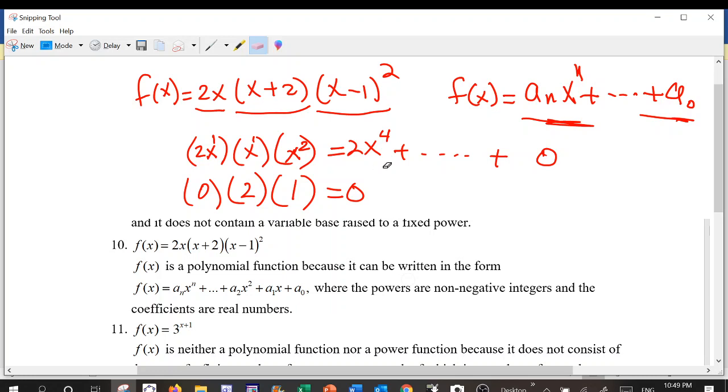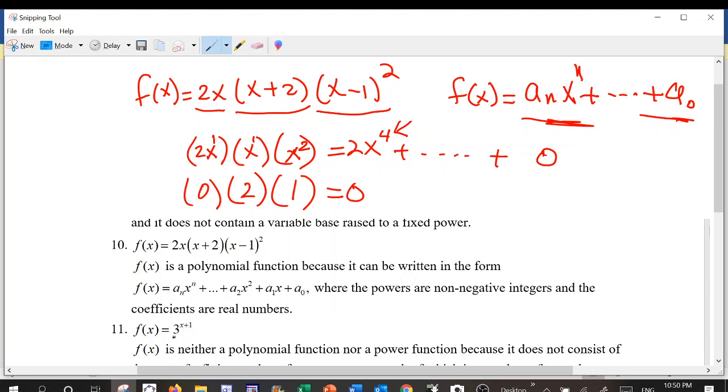We don't have to write it out completely. You just have to figure, is it a polynomial? Yes, and this is the leading term. This is the constant term. And the degree of it is actually 4. So that's number 10. Now what about number 11?